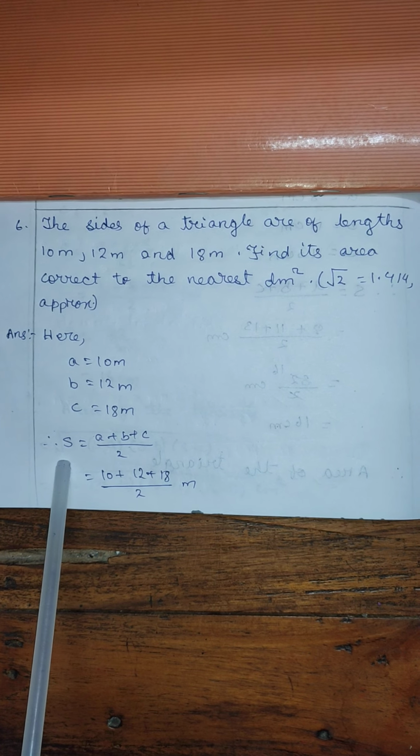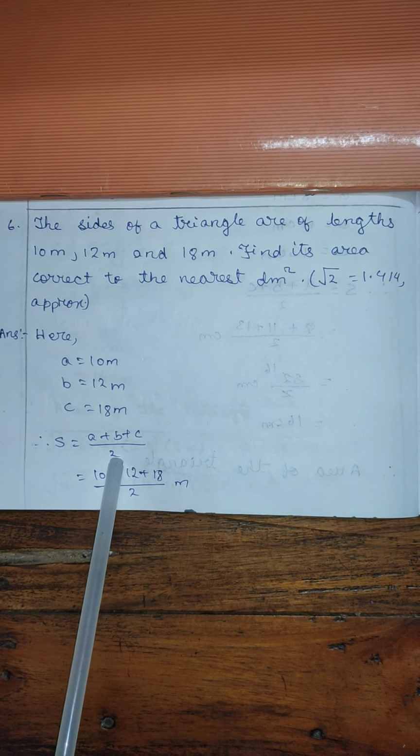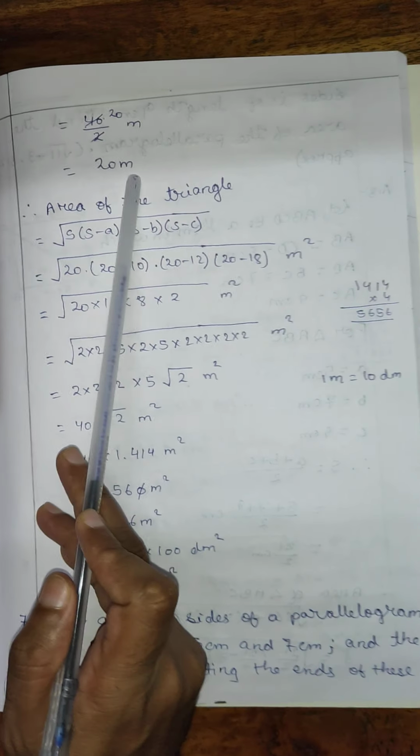Then get the semi perimeter because we are trying to apply Hero's formula. Semi perimeter formula is (A plus B plus C) by 2. Add all this and divide by 2. Result is coming 20 meter.